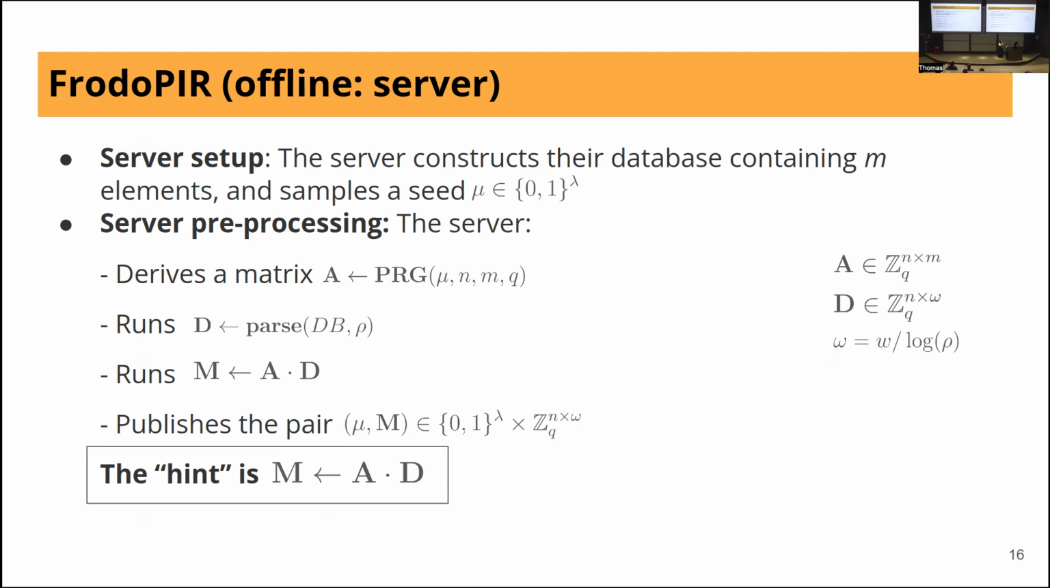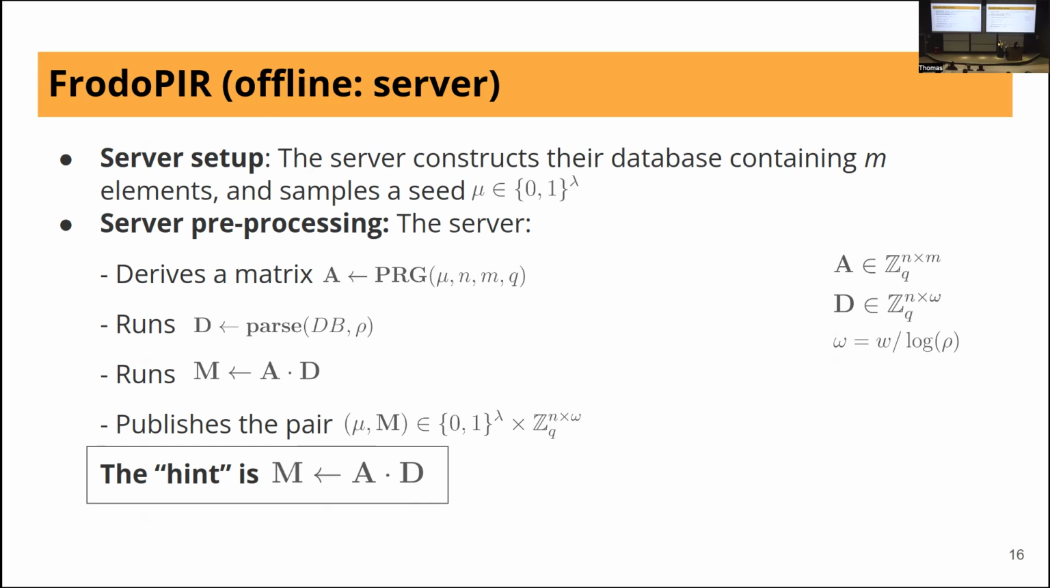What does the server do? The server derives a matrix A from the specific seed that we just had. Then it also encodes the database in a matrix-like representation. I will go back to this step a little bit later. Then it multiplies A times the encoded database, and the result of this is going to be called M. Then the server publishes the pair mu and M to a public repository, a public place. So what is the hint here? The hint is this specific M. And as you see in this step that the server just executed, there's no link to the query that the client is going to be sending.